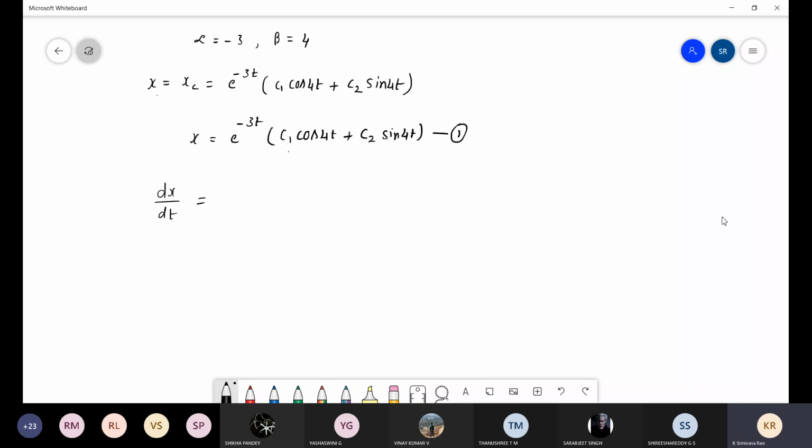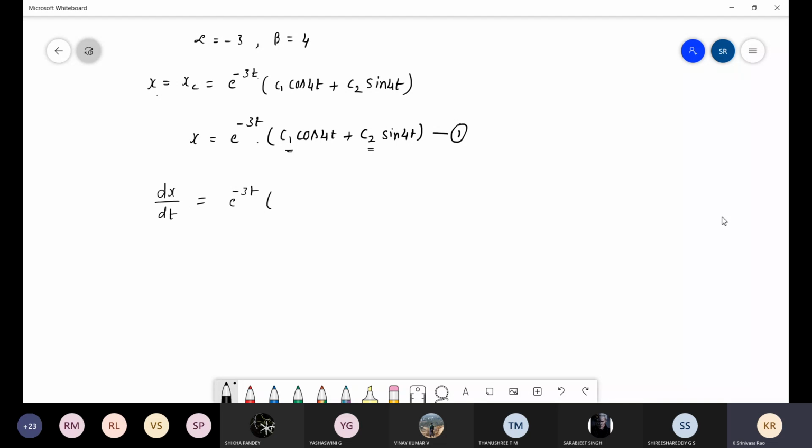dx by dt is nothing but differentiation. Minus 12, it is a product. Yes, product rule. The first function is e power minus 3t, and the solution is over, actually, because the RHS is 0. The solution is over, but since the initial values are given, we have to calculate the values of c1, c2 with respect to them.